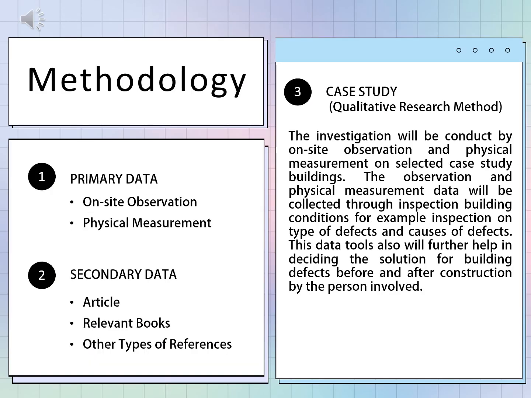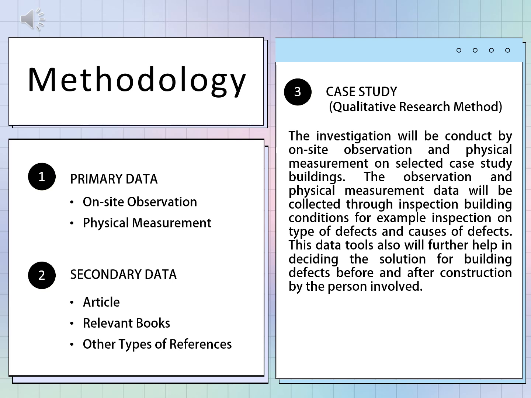For methodology, I use two types of method, which are primary data and secondary data. Primary data can be obtained through different methods such as on-site observation and physical measurement. Secondary data is pre-existing data such as articles, relevant books and other types of reference that can be used for research work. I use case study for the methodology, which is a qualitative research method.